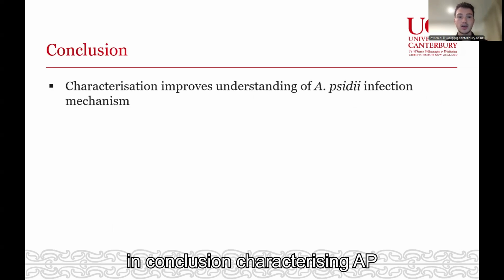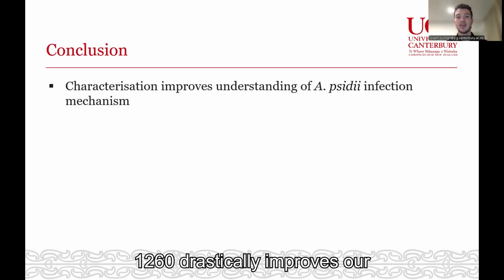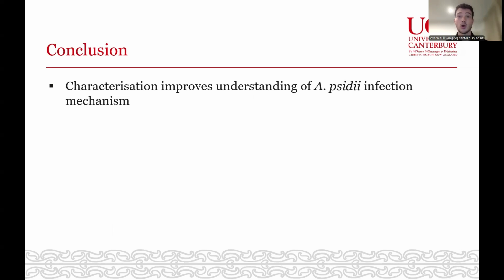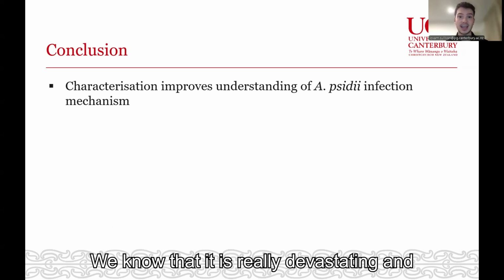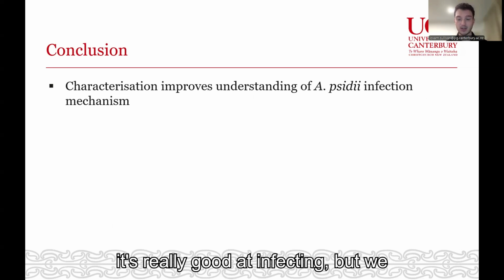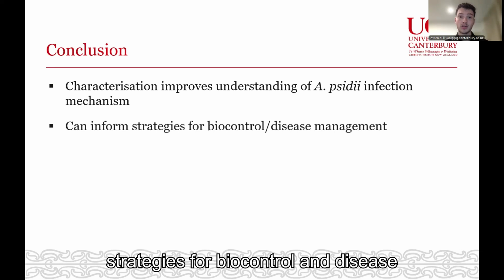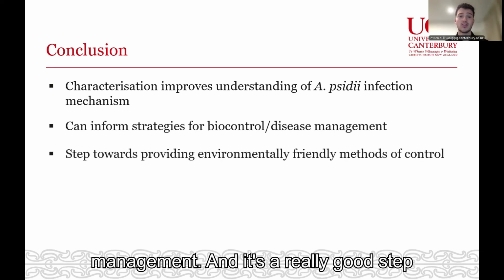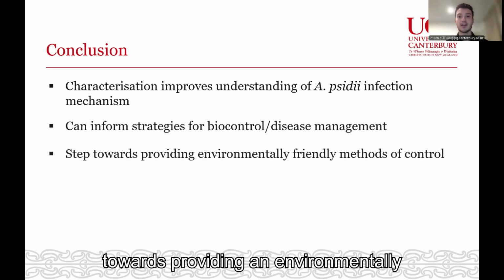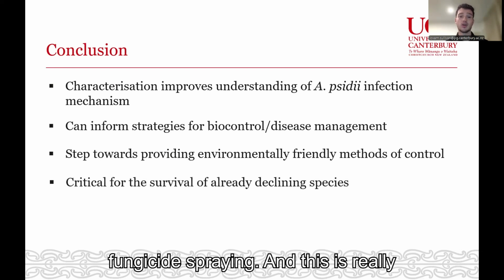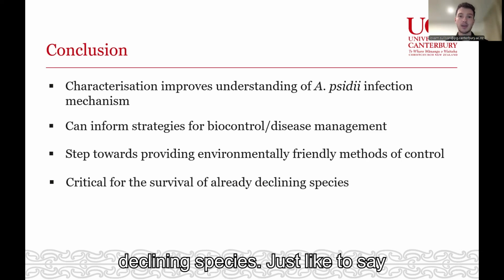So in conclusion, characterizing AP1260 drastically improves our understanding of ascidiae infection. We know that it is really devastating and it's really good at infecting, but we just don't know how. We can now inform strategies for biocontrol and disease management, and it's a really good step towards providing an environmentally friendly method of control that's not fungicide spraying. And this is really critical for the survival of already declining species.